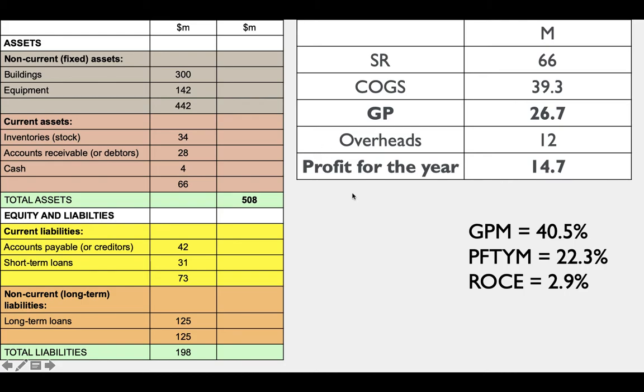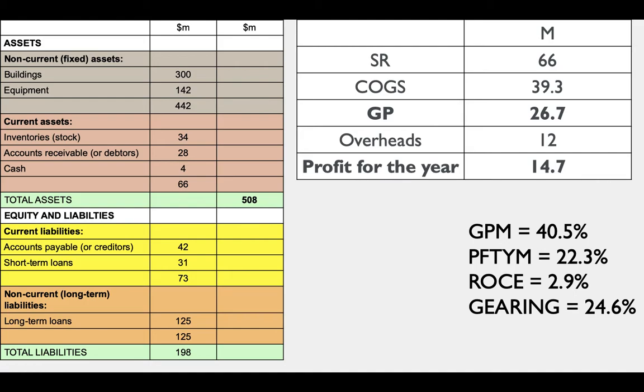so the return on the capital employed. The total assets is the capital that's been put into the business, and then we've made 14.7 million from those assets. The gearing ratio tells us how much debt, how much of that capital was paid for with borrowed money. So I would take my long-term loans of 125, divide that by 508, and that should give me 24.6.